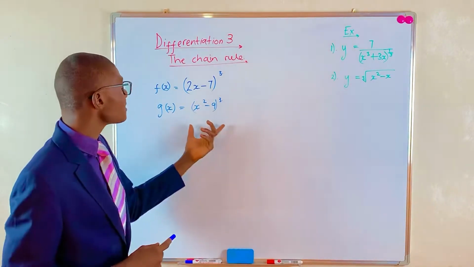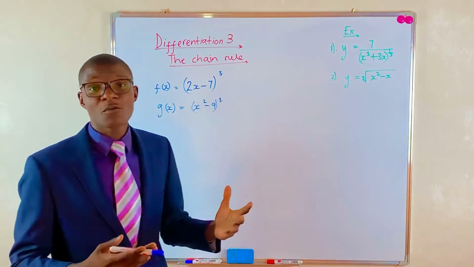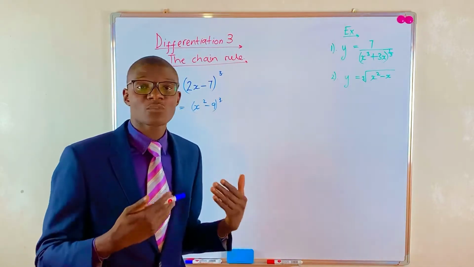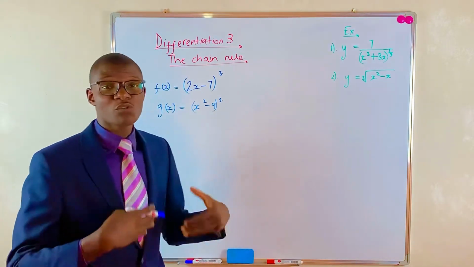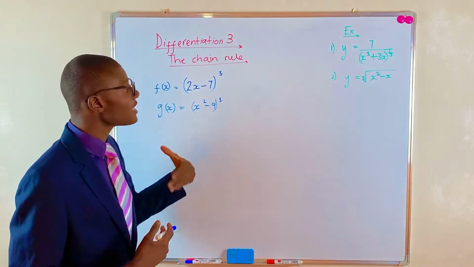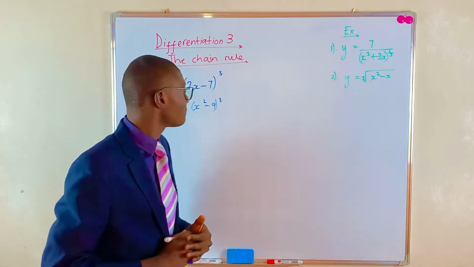With these functions, it's different from module 1, whereby we simply talked about how you differentiate x to the power of n. These are what we call functions of functions. So to differentiate these, we use the chain rule.